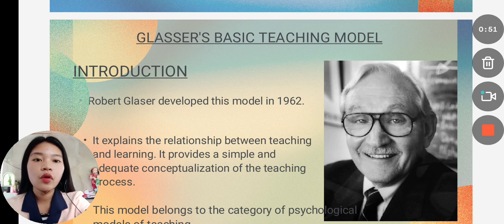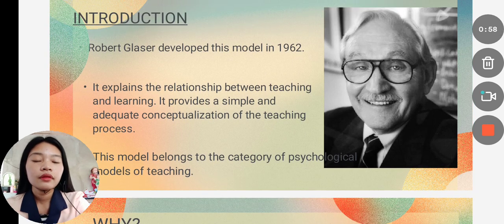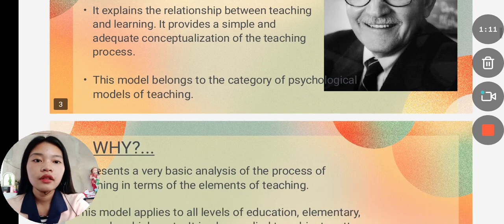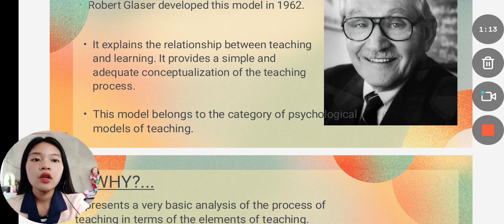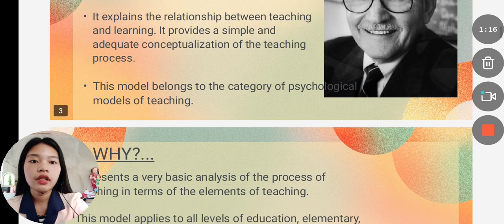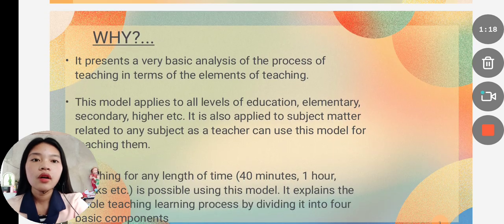Glasser's Basic Teaching Model. Introduction. Robert Glasser developed this model in 1962. It explains the relationship between teaching and learning. It provides a simple and adequate conceptualization of the teaching process. This model belongs to the category of psychological models of teaching. Why? It presents a very basic analysis of the process of teaching in terms of the elements of teaching.